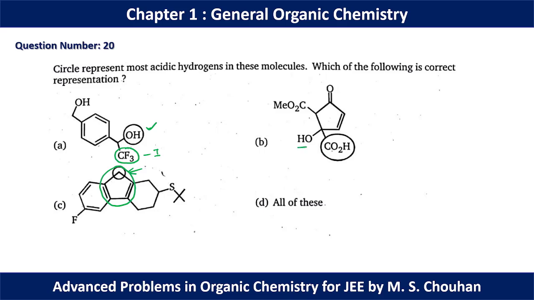And between alcohol and carboxylic acid, obviously carboxylic acid is more acidic because the conjugate base is resonance stabilized. Hence for question number 20, again all of these are correct.